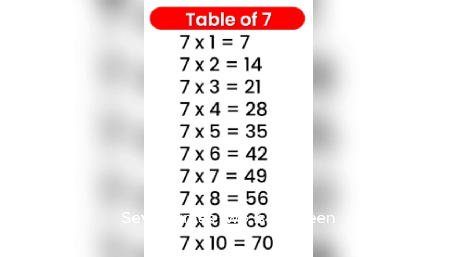7 times 2 is 14. 7 times 3 is 21. 7 times 4 is 28. 7 times 5 is 35. 7 times 6 is 42. 7 times 7 is 49. 7 times 8 is 56. 7 times 9 is 63. 7 times 10 is 70.